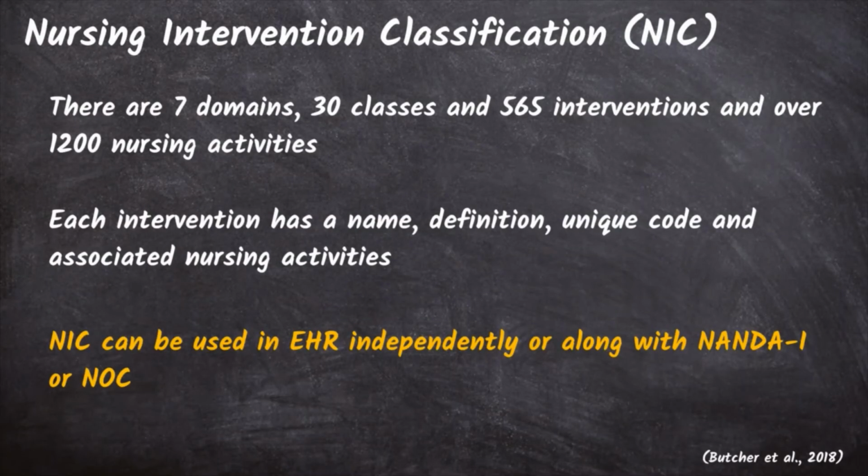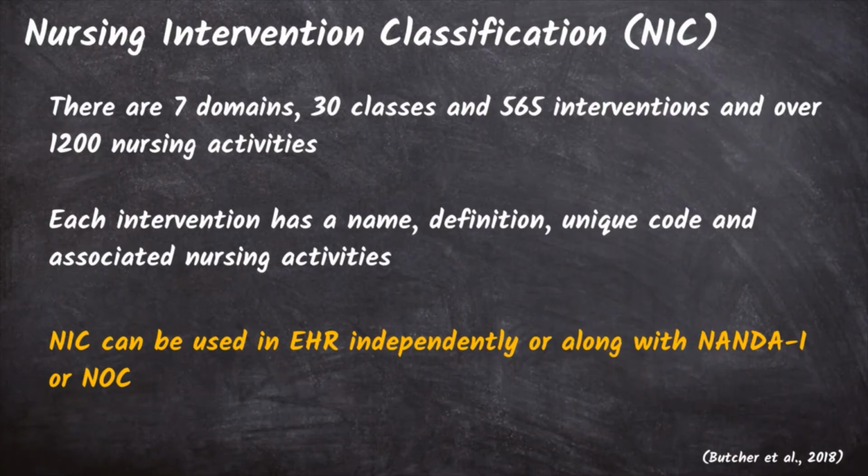NIC has a similar organizational structure when compared to NANDA. NIC is organized into 7 domains, 30 classes, and 565 interventions and over 1,200 nursing activities. It's important that you note that NIC can be used in a nursing information system independently or along with NANDA or NOC. Also, a nursing information system is not mandatory for using any of these standardized nursing languages.